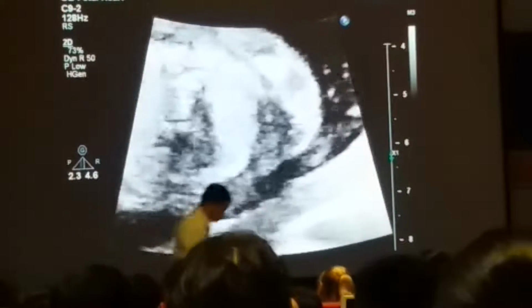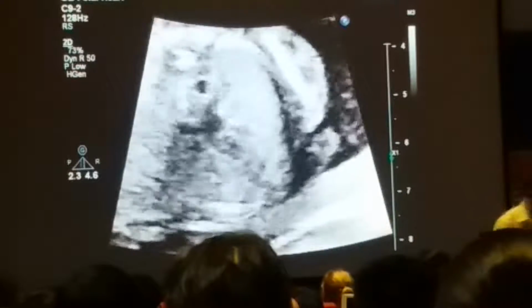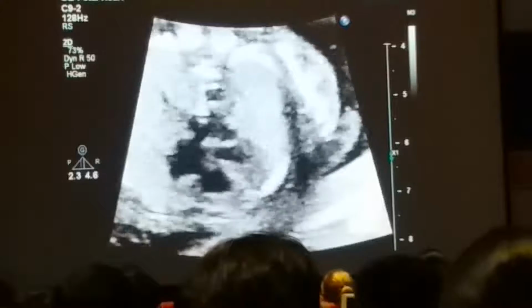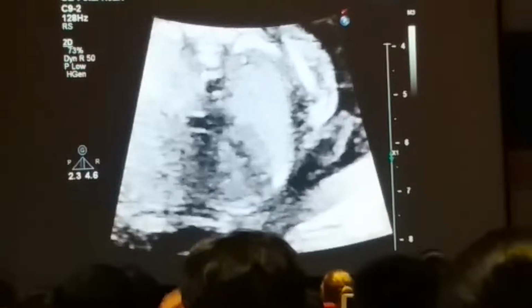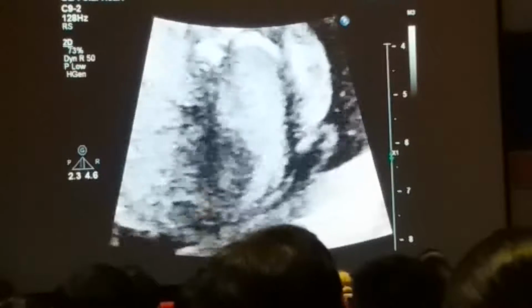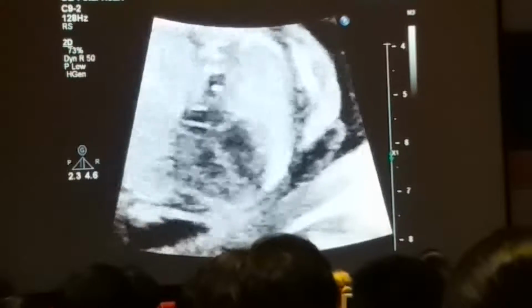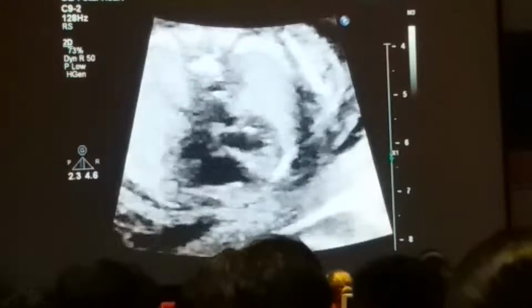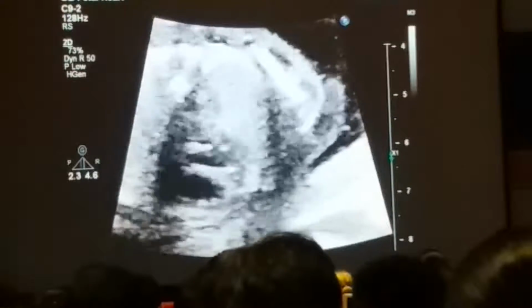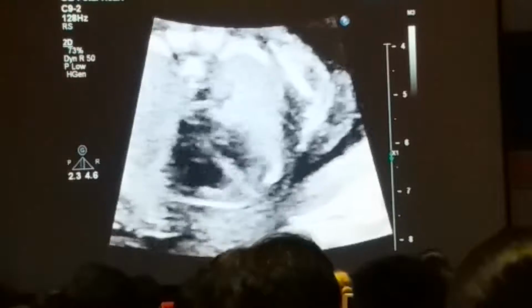Okay. All right, so now I've turned it around so it looks just like a heart would look after birth. Okay, and you can see the four chambers of the heart. I'm not doing anything. All the movement is caused by the baby. You can see that the heart is occupying less than half of the chest, so there's no cardiomegaly.